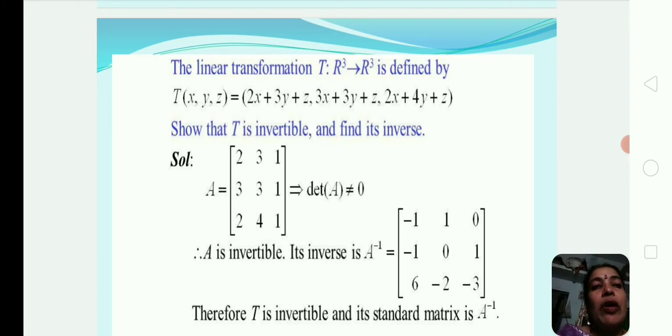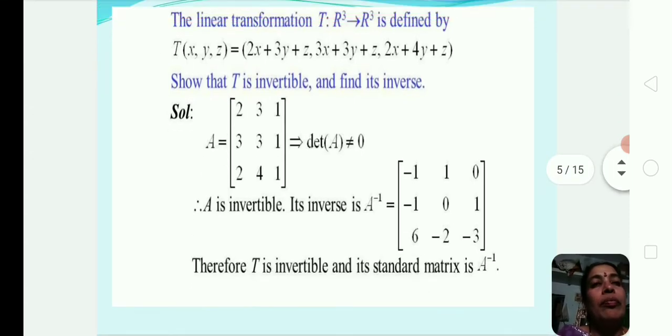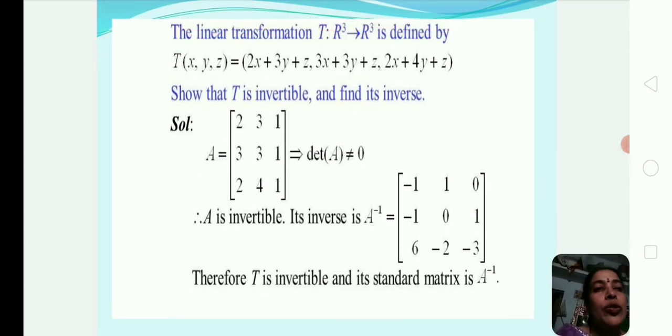In the first row you have to observe 2, 3, 1. In the same way, the second row: the elements are 3, 3, 1. That means the x coefficient is 3, the y coefficient is 3, and the coefficient of z is 1. And the last row, 2x + 4y + z: the x coefficient is 2, the y coefficient is 4, and the z coefficient is 1.